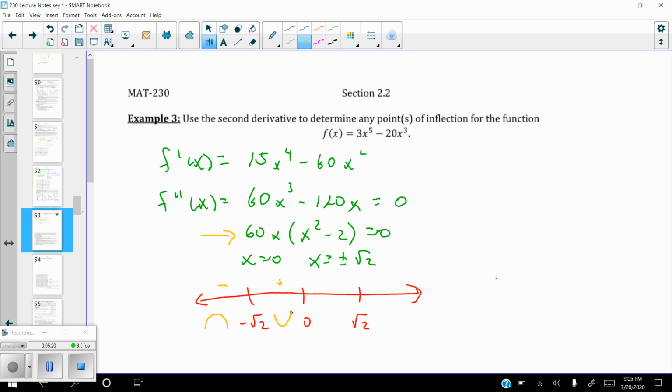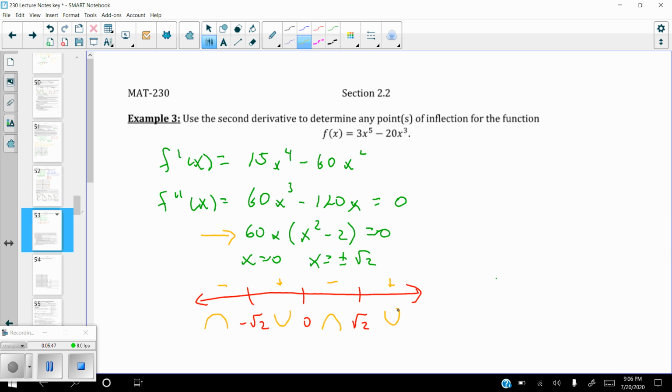Okay, let's test the other intervals. If I plug in +1, well, +1 on the outside is positive, +1 on the inside is negative. A positive times a negative is negative. So we get a frowny face or concave down there. And then the last one, if I plug in something bigger than √2, like 2, into both the 60x and the x² minus 2, I get positive times positive, so it is going to be concave up.